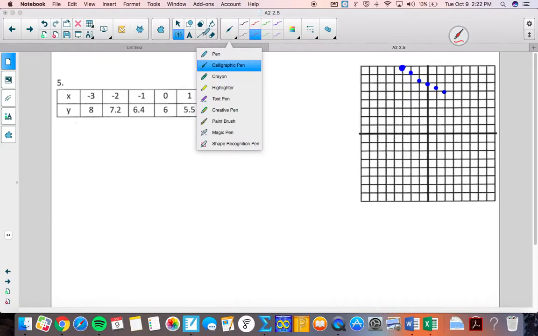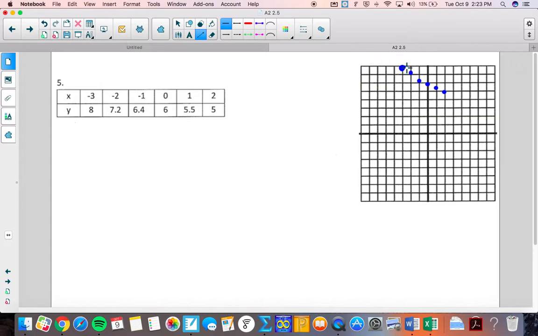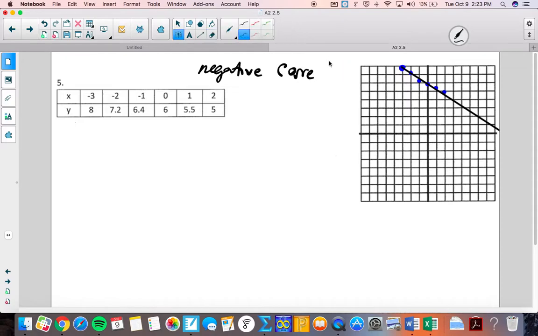Here, I'll make a line. There's definitely a negative correlation. You can almost just see the line. I'm going to make my line go as long as possible, but I'm really just looking at, yeah, okay, let's call that good enough. So there's my line. We have negative correlation. I'd also call this quite strong. The points are all super close to that line.